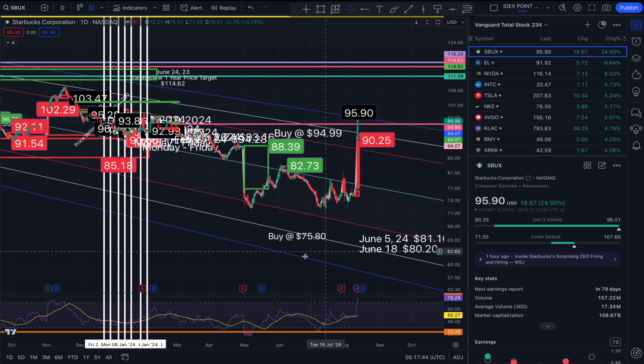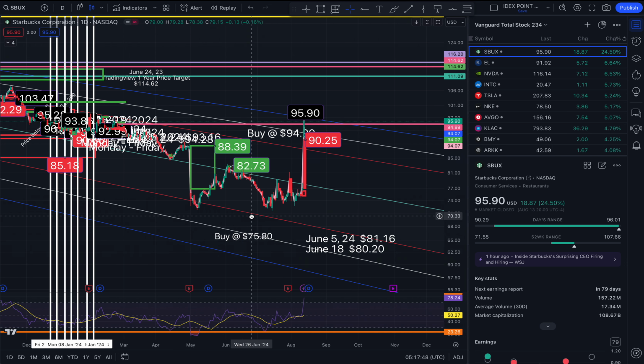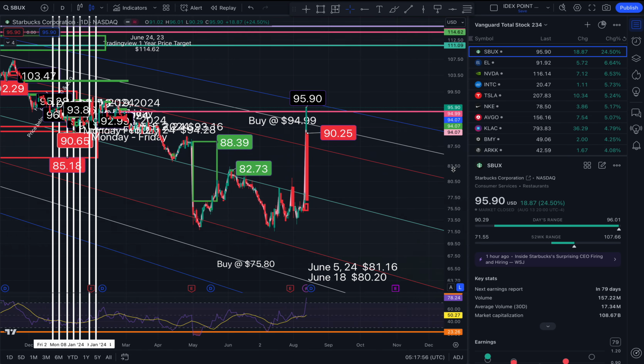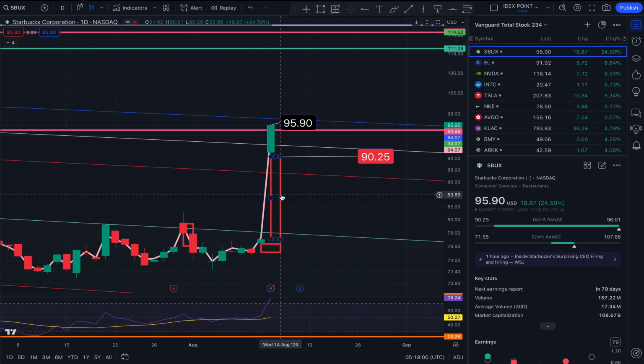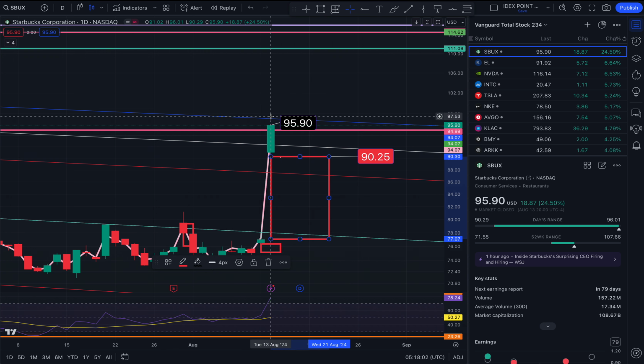Well, apparently I bought some, this was a long time ago, at 75.80. I think I'm definitely out of this one. Okay, so what do we have here? This is the daily, and oh wow, look at that. Okay. So the next target, just right at 4 standard deviations, will take us to 97.18.